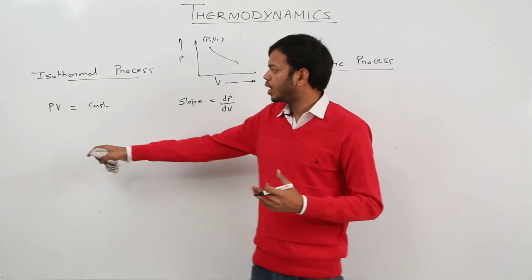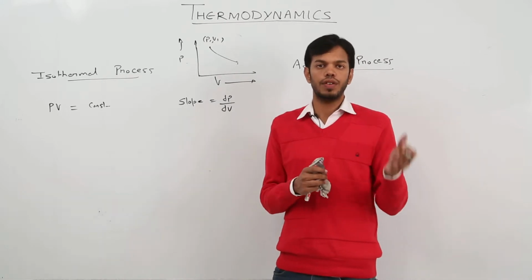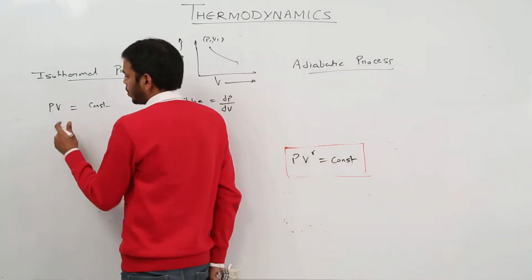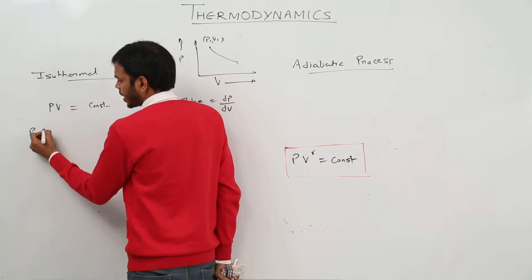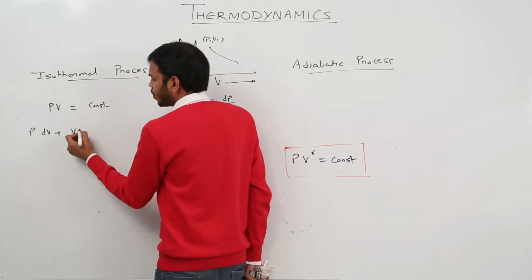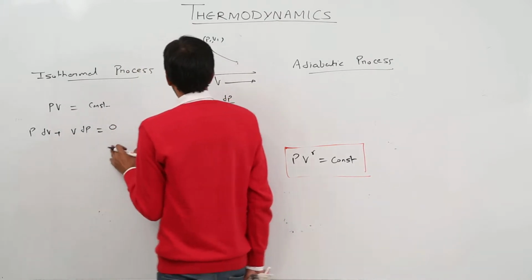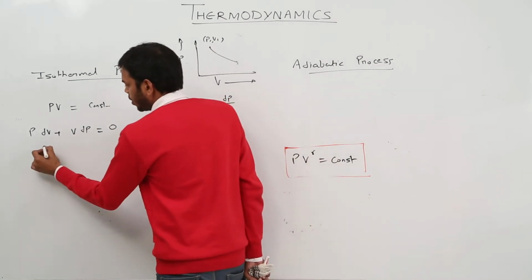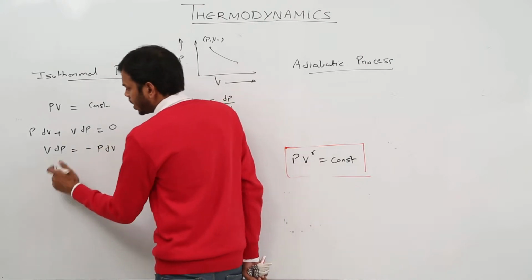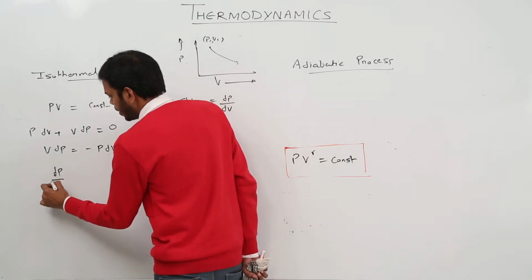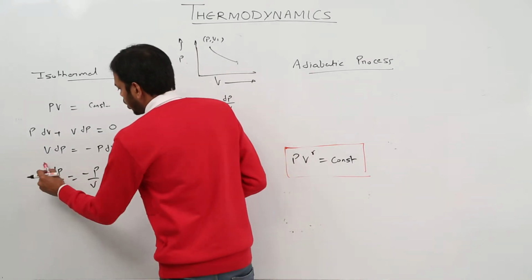Now both P and V are variables, so right now we are differentiating a product of two functions. That is first function into differentiation of second plus second function into differentiation of first, the product rule. So P times differentiation of second, that is dV, plus V times differentiation of first, that is dP. Differentiation of a constant is 0. What I have to get is dP upon dV. So V dP is equal to minus P dV. This dV comes to the denominator side, and I get dP upon dV equal to minus P upon V.